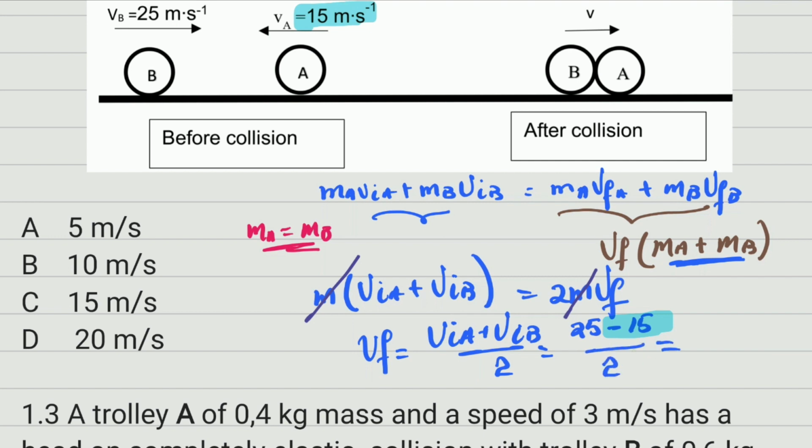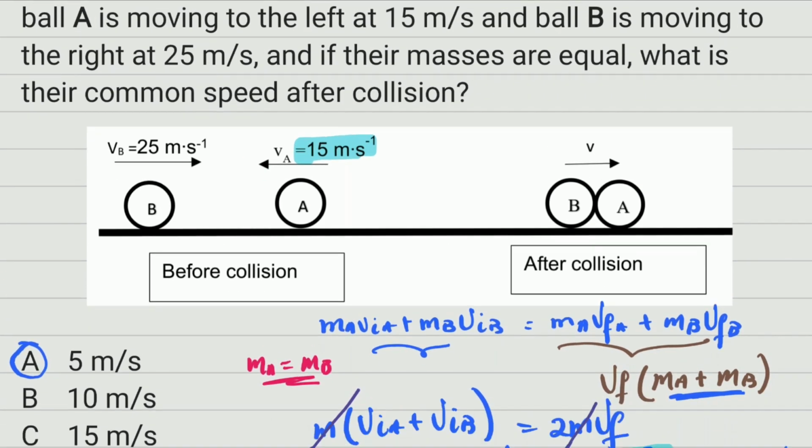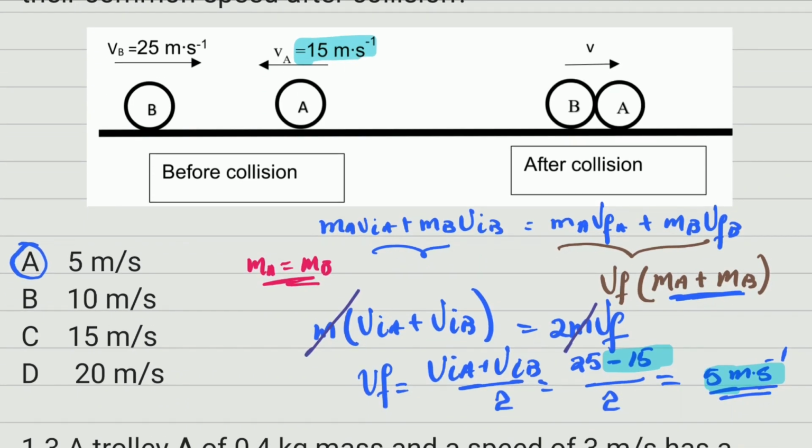When you solve this one, the answer is 5 meters per second. In actual fact, it's to the right, but they only want the magnitude. So the correct answer is going to be 8. This one is a little bit more tricky, guys, and you do have to do calculation. You cannot just guess. This situation of the mass may be tricky or even confusing, but it's not that bad.